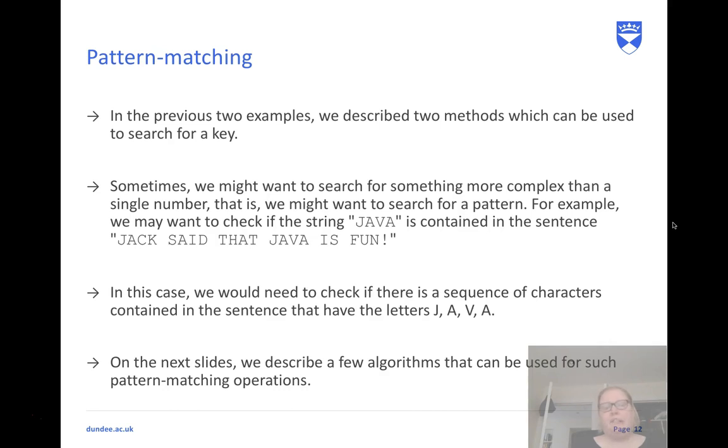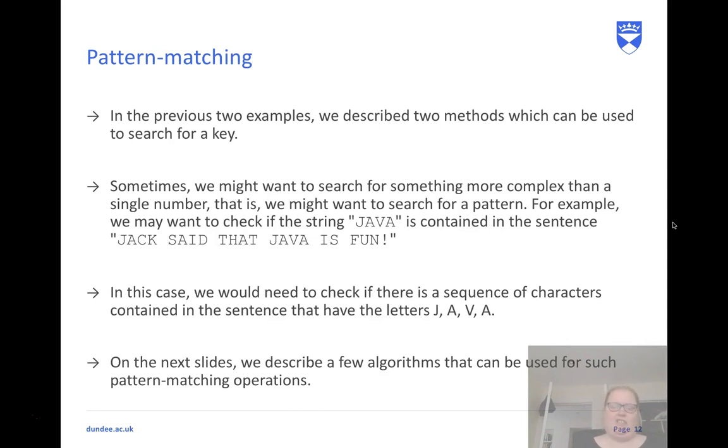For example, what if we want to check if the string Java is contained in the sentence, "Jack said that Java is fun"? In this case, we need to check if there is a sequence of characters contained in the sentence that have the letters J, A, V, A in that correct order. So it's a bit different to just searching for the one character we saw earlier, but as you can see, they're very related problems.